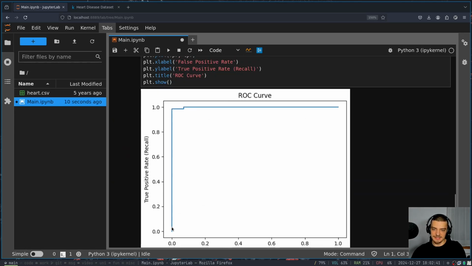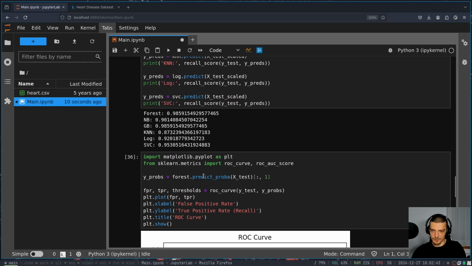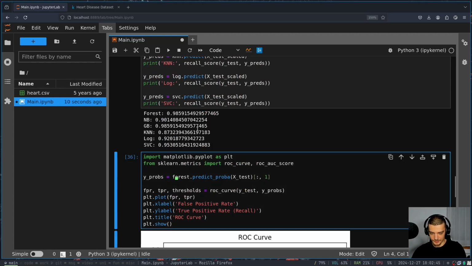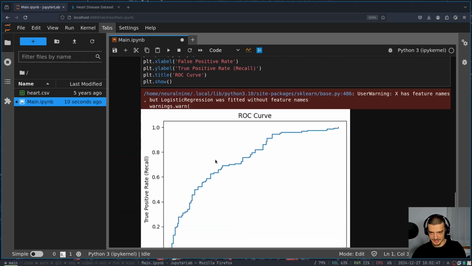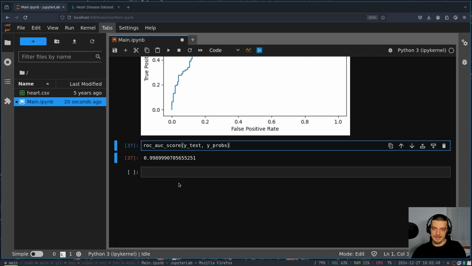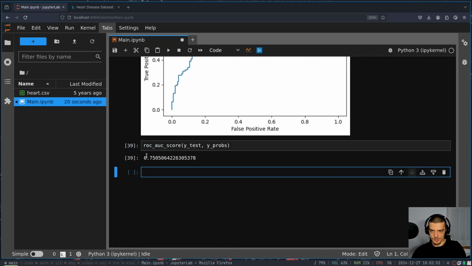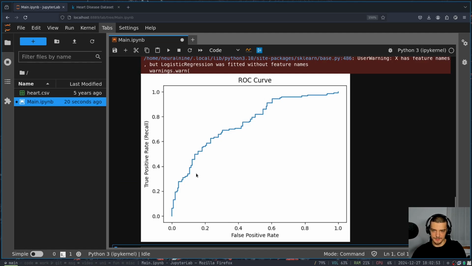But yeah, this is basically the trade-off. Maybe if we want to talk about this, we can use a different model. Maybe we can go with log and see that this looks different now. And this has a way worse area under the curve. But the basic idea is I want to maximize the recall, but I also don't want to destroy my precision.